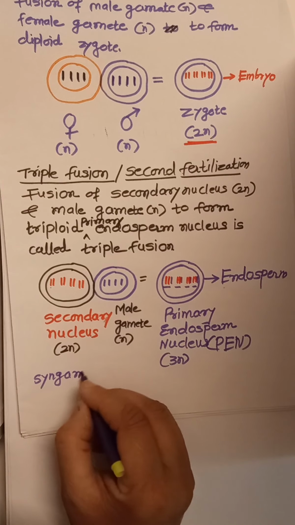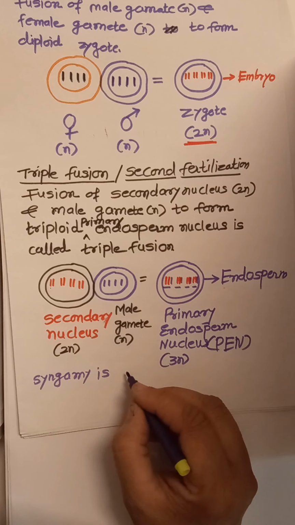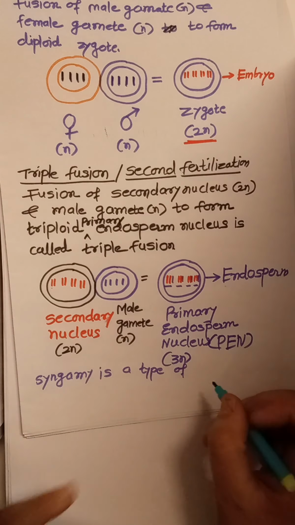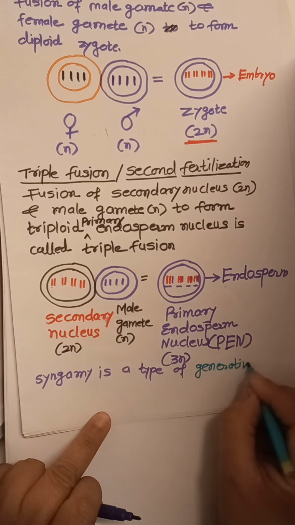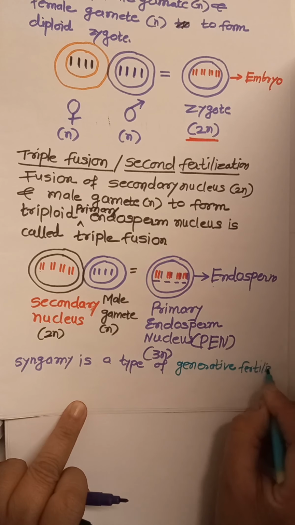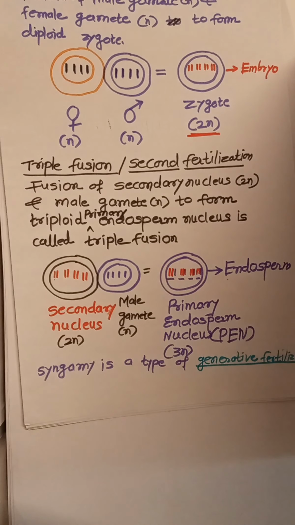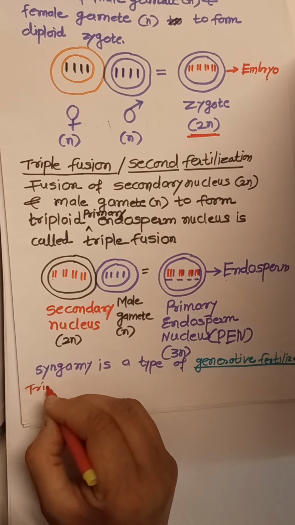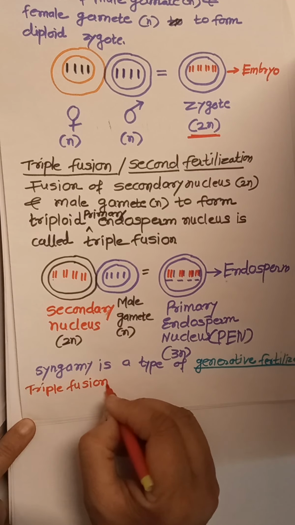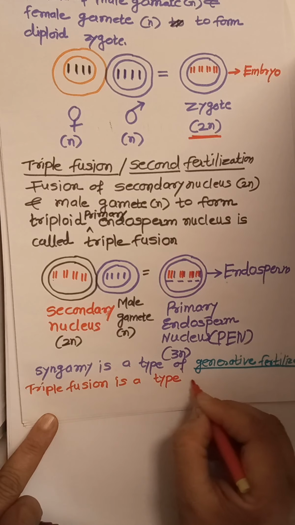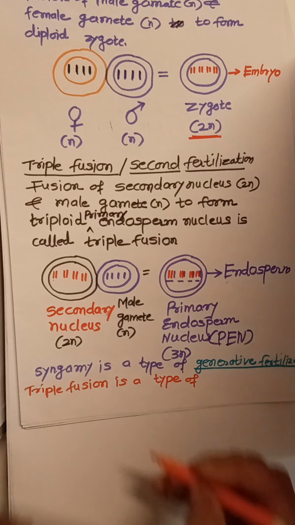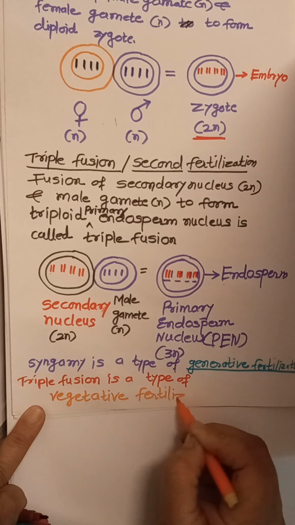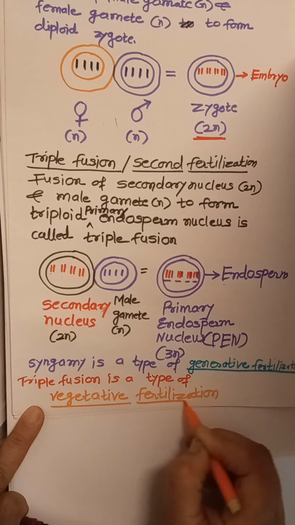Syngamy is a type of generative fertilization, and triple fusion is a type of vegetative fertilization. So this is called double fertilization.